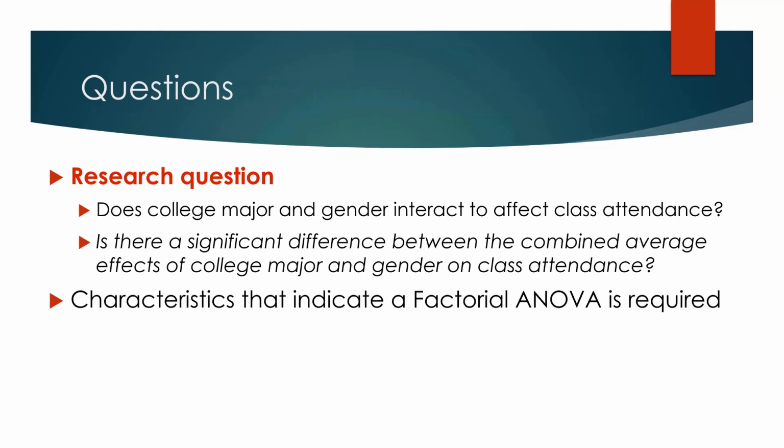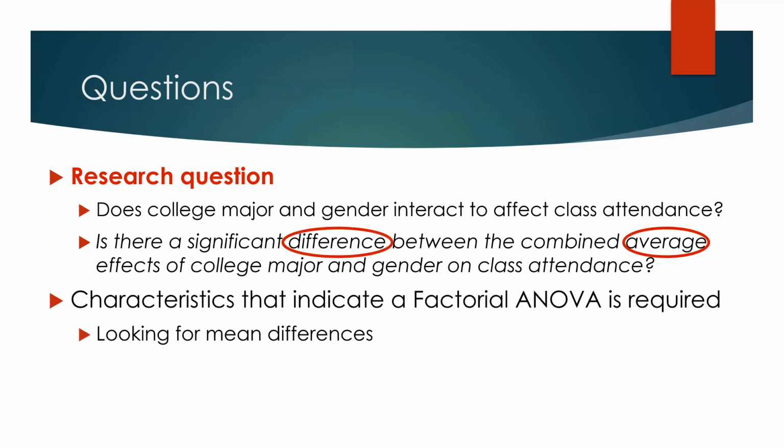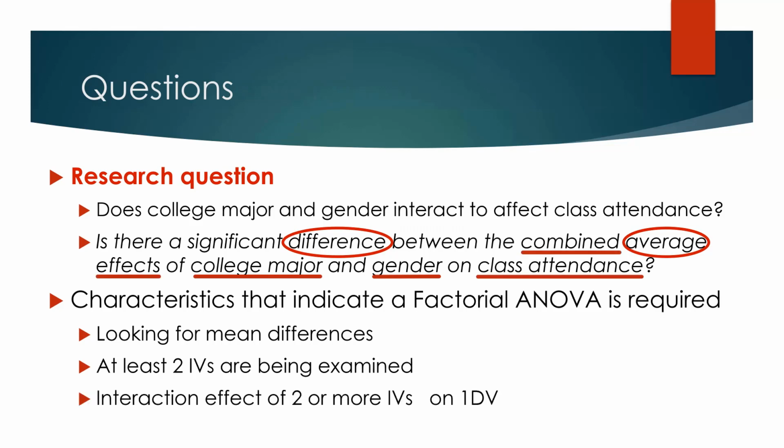So here are some characteristics that indicate the factorial is what you want to use. One, you're looking for mean differences. We see the key words there, difference and average. Two, you have at least two IVs. You see college major and gender, two different independent variables being mentioned there. And three, you see the interaction of the two or more IVs on one DV. The dependent variable is class attendance. You see the keyword combined average effects. Is it combined, indicating interaction? That's indicating you've got to use the factorial ANOVA.